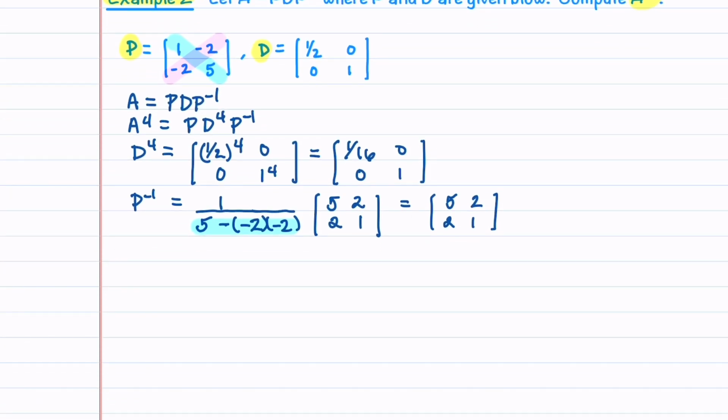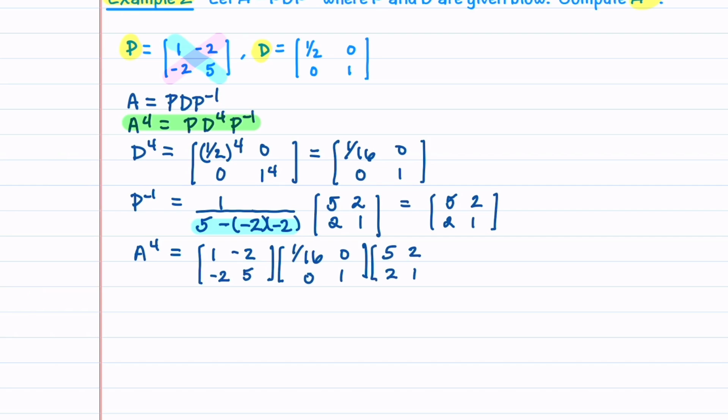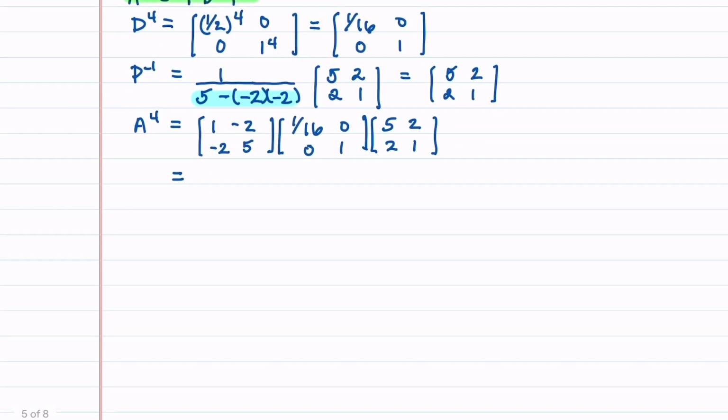Now we can go ahead and use our formula that I just highlighted to compute A to the fourth. We're going to have our matrix P, 1, minus 2, minus 2, 5, times our matrix D to the fourth, which is 1 over 16, 0, 0, 1, and then our P inverse, which we found to be 5, 2, 2, 1. Now all we have to do is multiply all of this out.